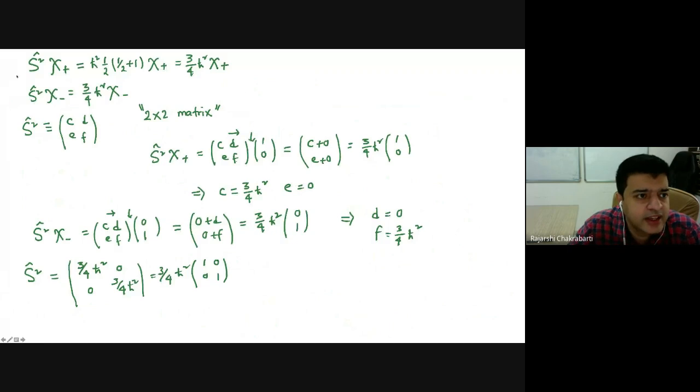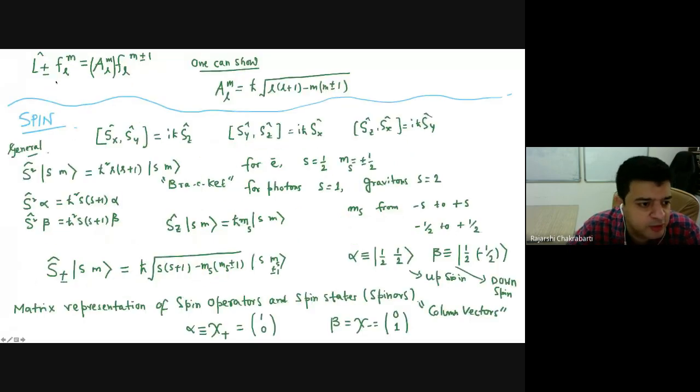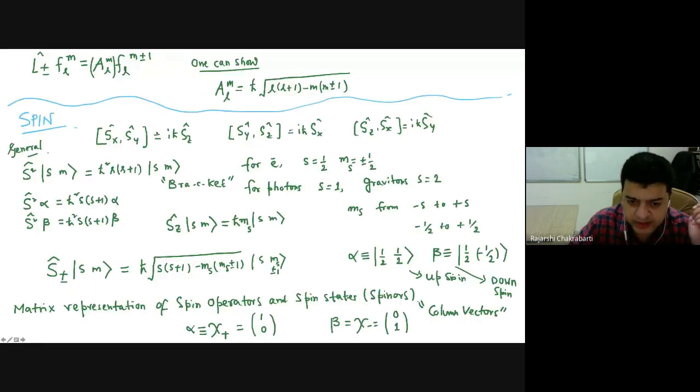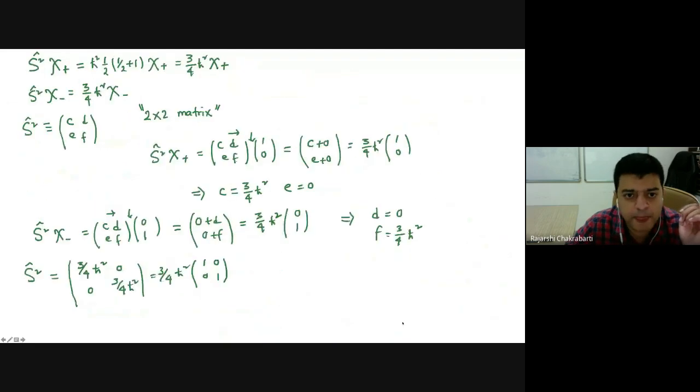And then I said, S square operating on chi plus, which is basically S square operating on alpha, should give me this times chi plus back, which is 3 by 4 h cross square chi plus. So let us represent this S square with a 2 cross 2 matrix, with matrix elements C, D, E, F. Chi plus and chi minus, as I showed in the previous slide, are column vectors, 1, 0 and 0, 1. If I operate S square on chi plus, I can find the matrix elements C and E. Similarly, when S square operates on chi minus, I can find D and F.